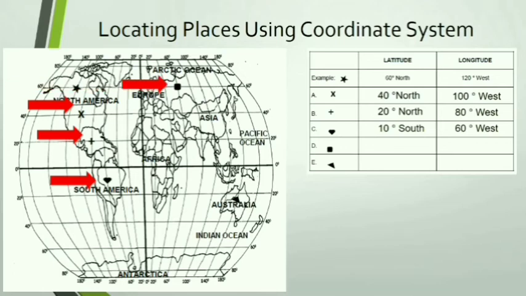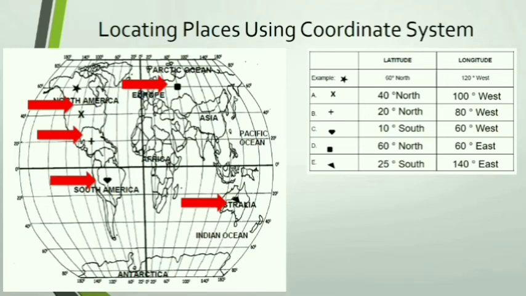Next is the square. We have 60 degrees north and 60 degrees east. Why east? Because it is from the right of the prime meridian. Lastly, we have the triangle. Triangle is 25 degrees south and 140 degrees east.